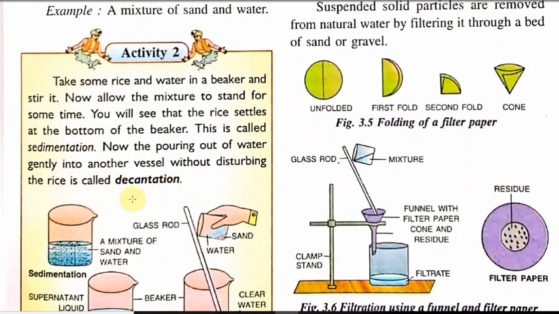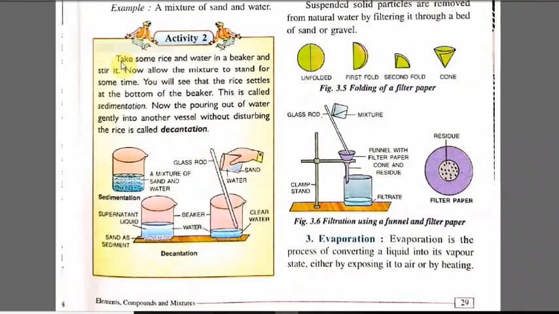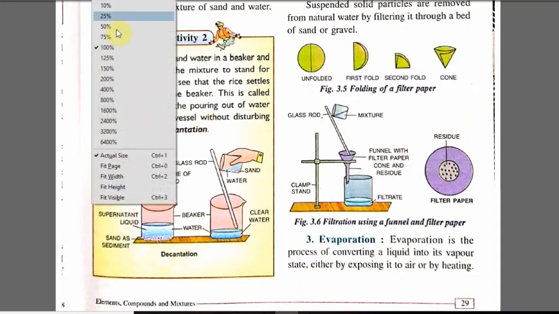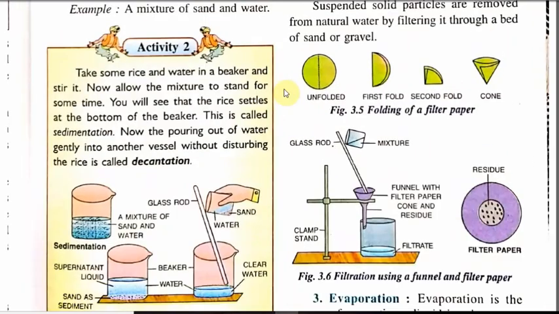Students, please pay attention to activity number 2. Let us take some rice and water in a beaker and stir it. Now allow the mixture to stand for some time. You will see that the rice, being heavier, settles down at the bottom. This is called sedimentation. Now pour out the water gently into another vessel without disturbing the rice. This method is called decantation. So we can see these are very easy points.